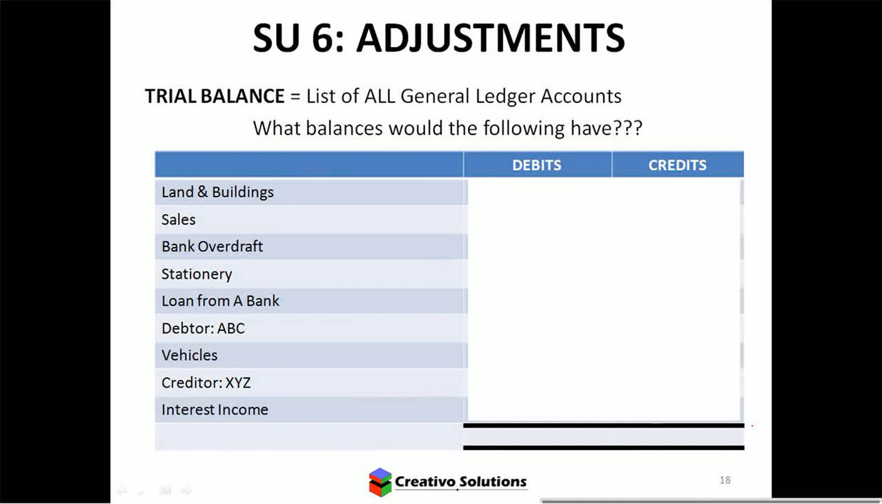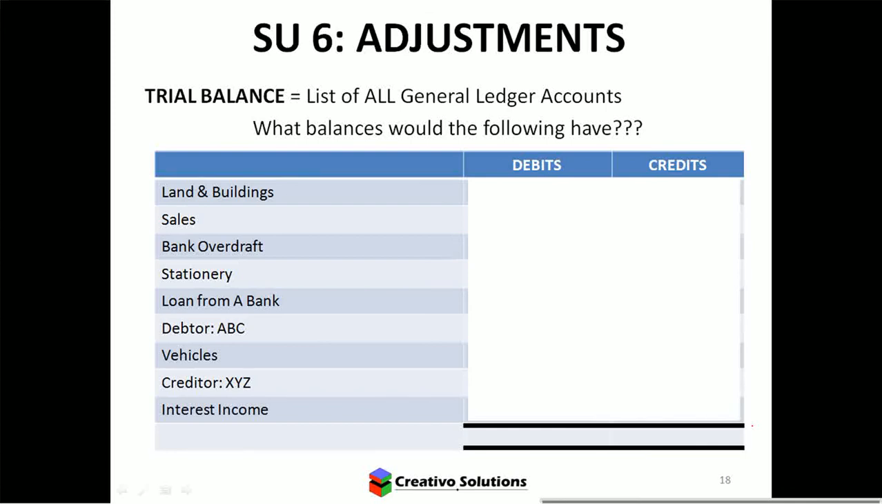Vehicles? Sorry, debtor ABC, then vehicles. It's a debtor and it debits. Vehicles is an asset, debit. Creditors is a liability. Okay, be careful. Capital is capital. Drawings is drawings. Creditors is a liability. Debit or credit? Credit. Good.